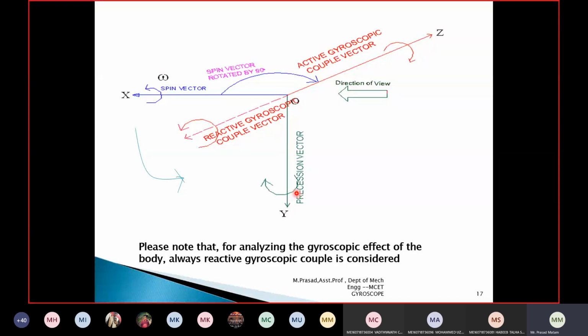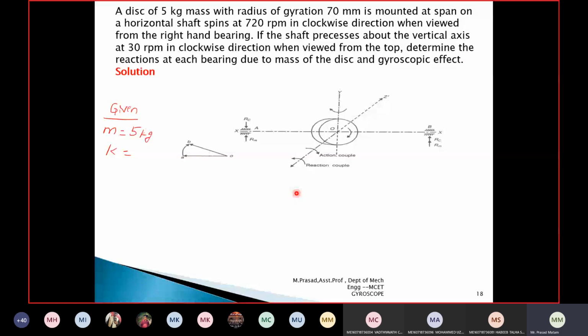Okay. Next I will go. Next slide. So I am having the problem. Now time is not sufficient to solve the problem. Next class I will solve the problem. So up to here I will wind up. If you are having any doubts, please ask me now. Dear students, if you are having any doubts, please ask me. Monday I will solve this problem.